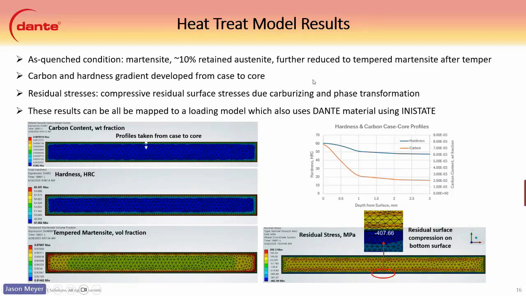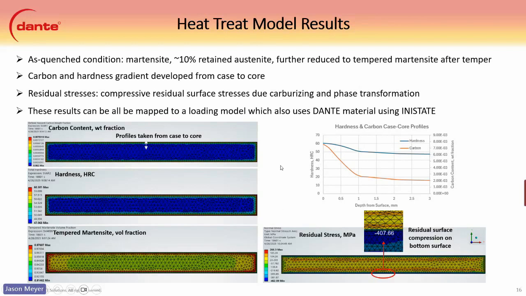So a little bit about the results here. In the as-quenched condition, we're showing for the carburized model about 10% retained austenite, which is further reduced to tempered martensite after tempering, obviously. A carbon and hardness gradient is developed from the case to the core. You can see the carbon in the yellow line here. We have almost 0.8 at the atmosphere, and then it goes down to the 0.2 of the 4120 as you go to the core. And then for the hardness gradient, we got about 60 HRC at the surface, and as it goes towards the core, it goes below 50 HRC.